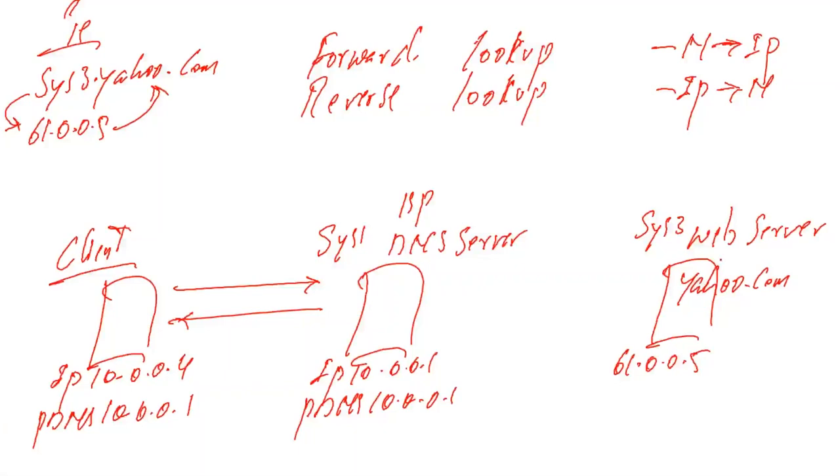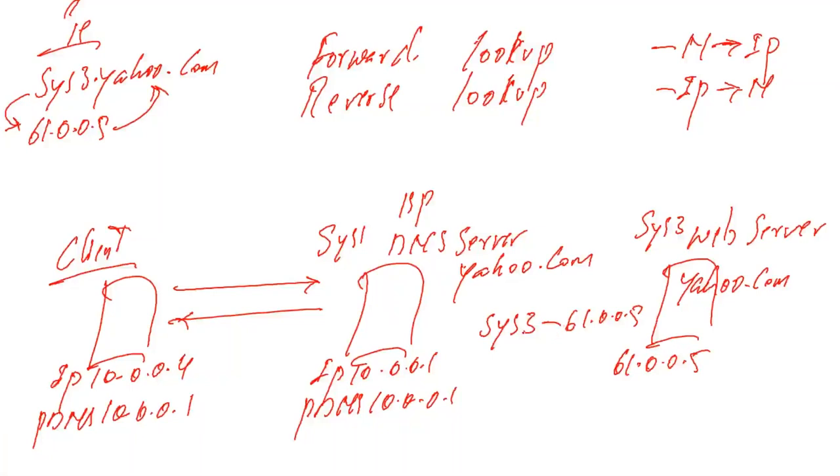So we are the administrator of our organization. We have to call the ISP admin and tell them, sir, my website name is yahoo.com. It will store it. And the web server is hosted on which machine? System3. And the IP of the web server is what here? 61.0.0.5. This information is fed.